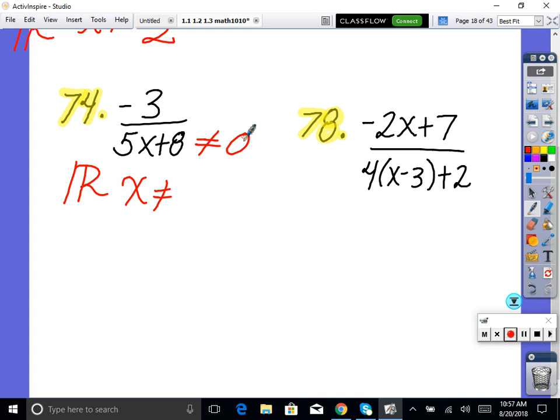So how would we do this one? We'd say it can't equal 0. We would solve the denominator only. You guys understand? The top doesn't matter at all. Well, the top can be 0, so no, it doesn't matter. Does that make sense? Okay.